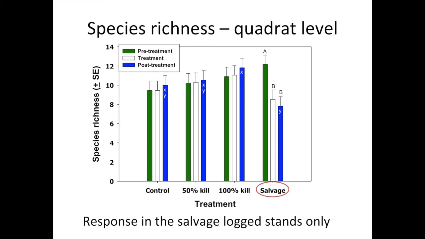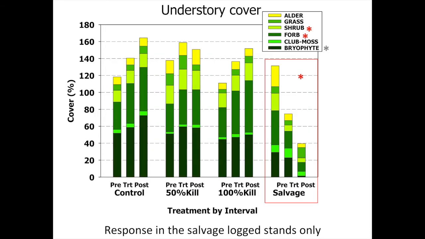to you. And we actually saw just a significant difference in that post-treatment year compared with the 100% kill stand. But really the take-home message here is just that there was a decline in species richness in those salvage log stands. We look first at species richness.